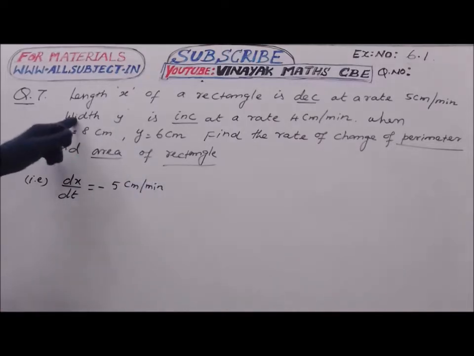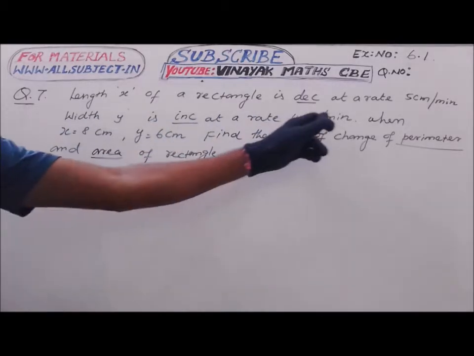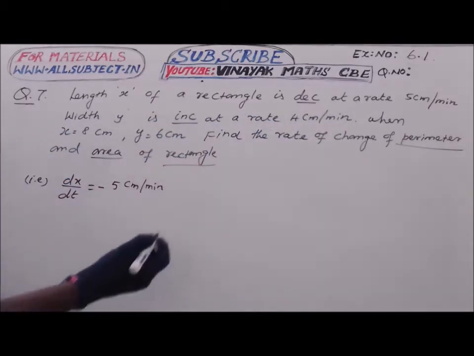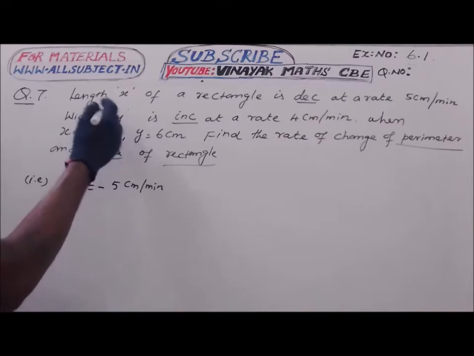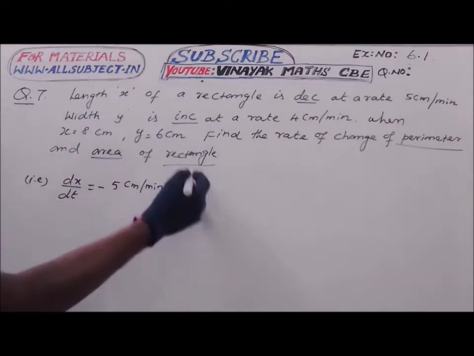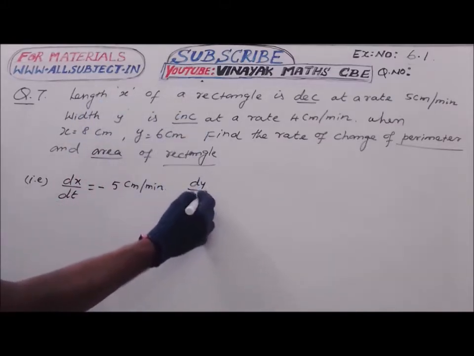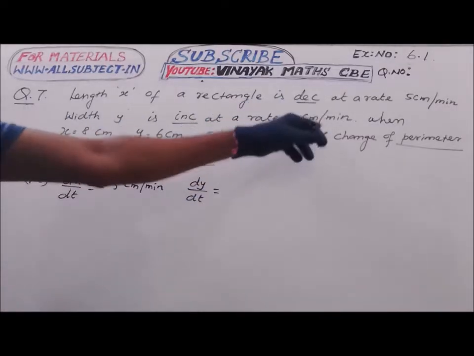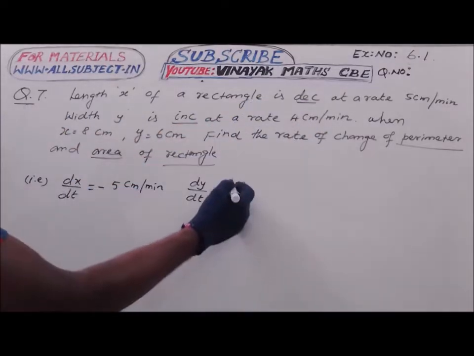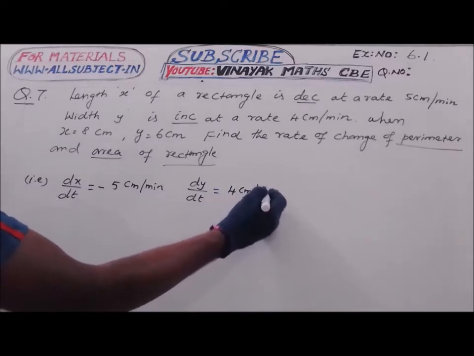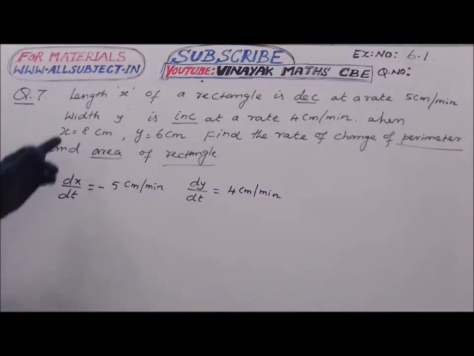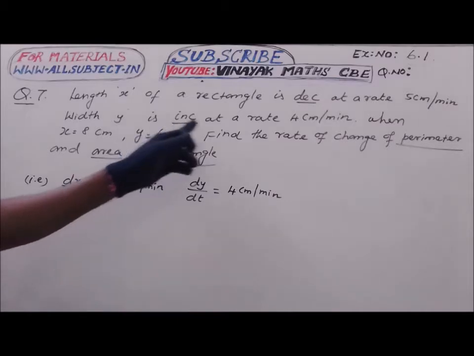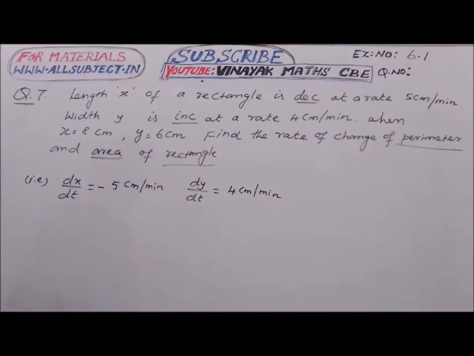And then y is increasing at the rate of 4 cm per minute, and also given that the rate of change of y is increasing, that is dy by dt with respect to time, which is equal to, increasing means we should take it as a positive quantity, 4 cm per minute. And when x is equal to 8, y equal to 6, find the rate of change of the perimeter and the area of the rectangle. These are the two pieces of information given.